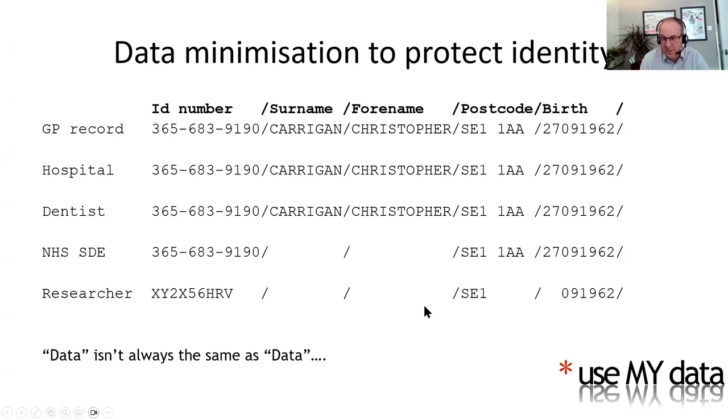Data isn't always the same as data. So when you see in the press, my data is being given to X, my data is being used for whatever, well, what do you mean by data? Because the data in my GP record on that line there is fundamentally different from the data a researcher sees. And when people talk in the media about data this and data that, it really annoys me because you've got to be very careful and think about what you mean by data.